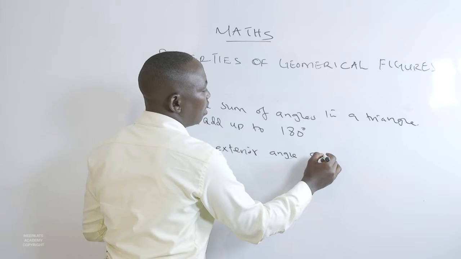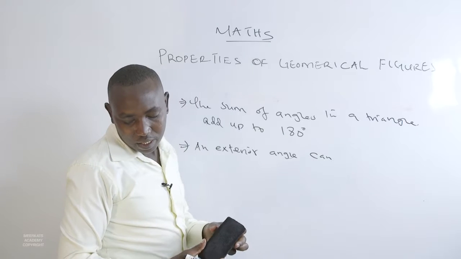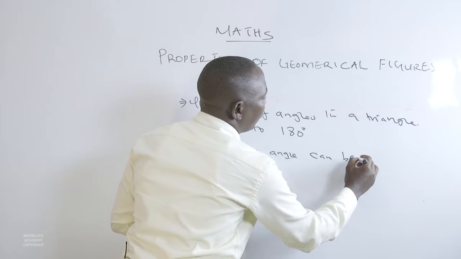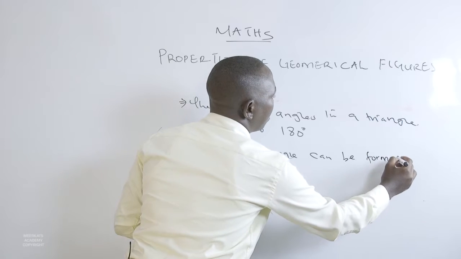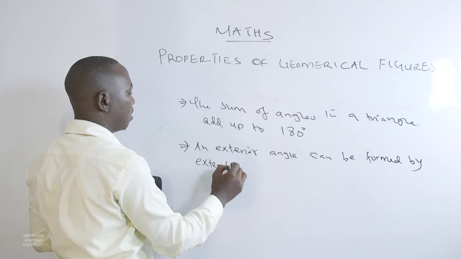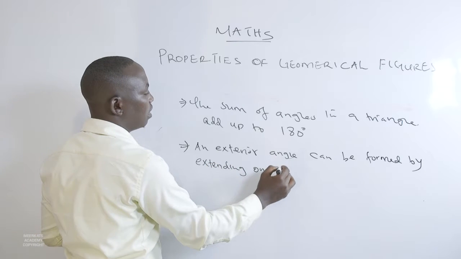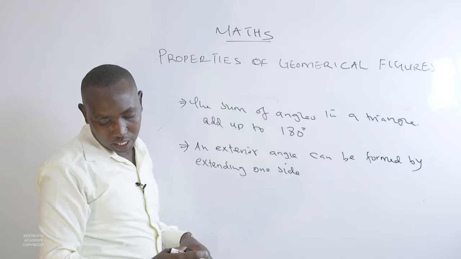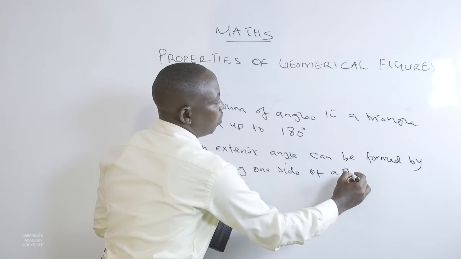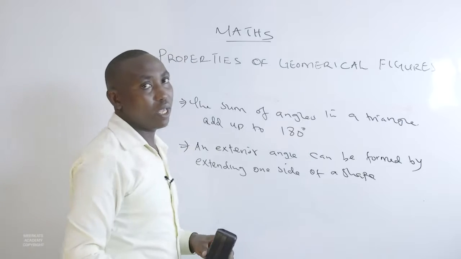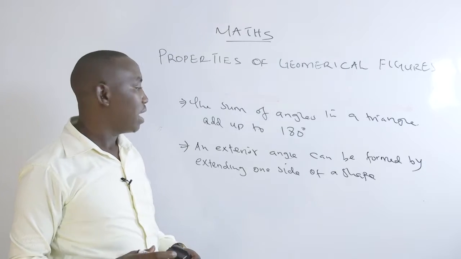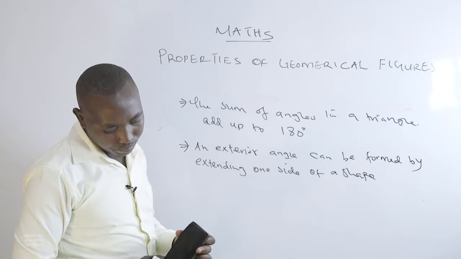An exterior angle can be obtained, can be formed by extending one side of a shape. We are saying of a shape because it can be a triangle, it can be a quadrilateral, it can be any polygon.